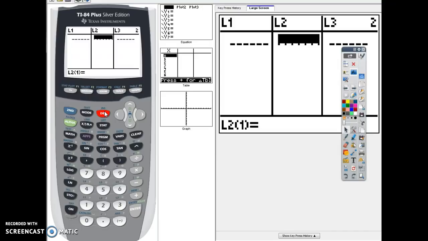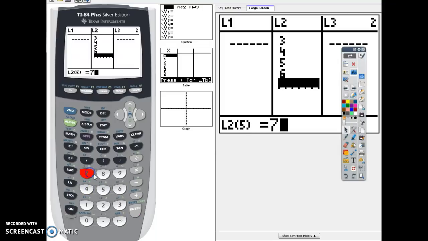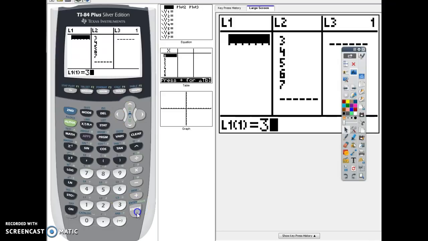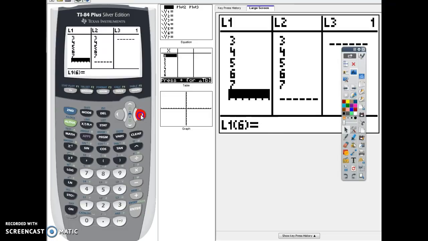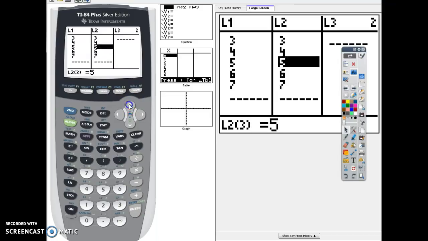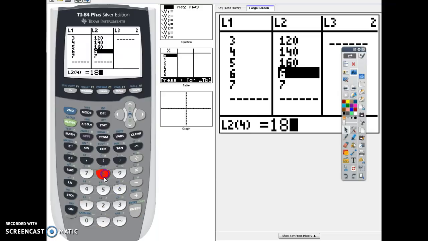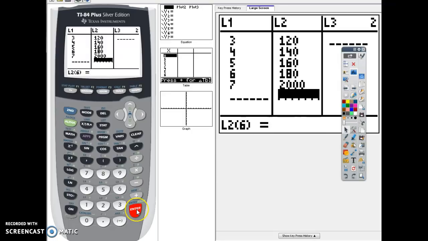So on here, you guys should have put 3, 4, 5, 6, 7. Oh, I'm on the wrong side. 3, 4, 5, 6, 7. And in L2, we have 120, 140, 160, 180, 200.